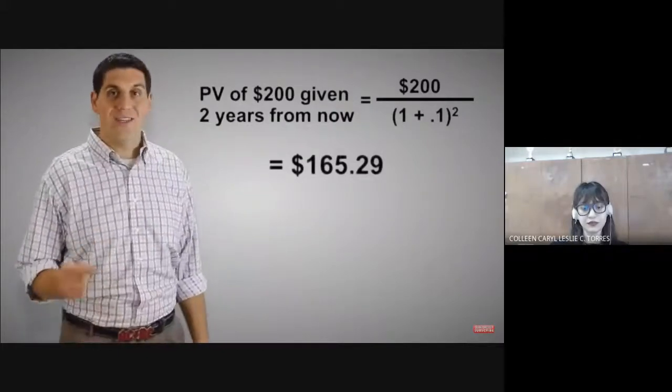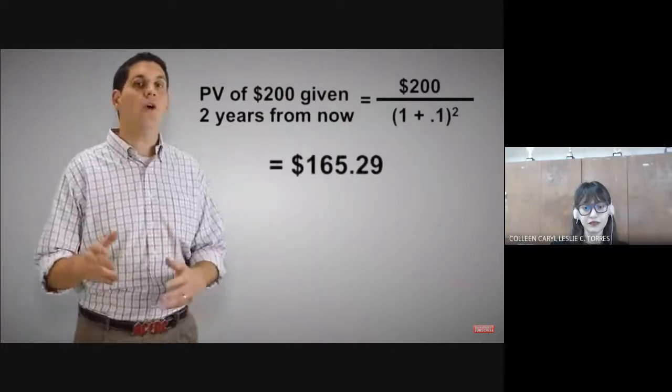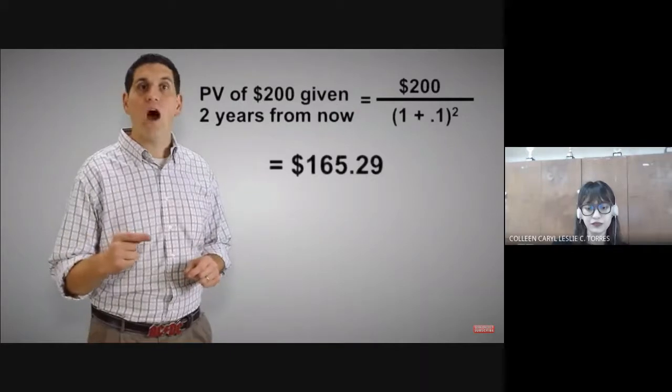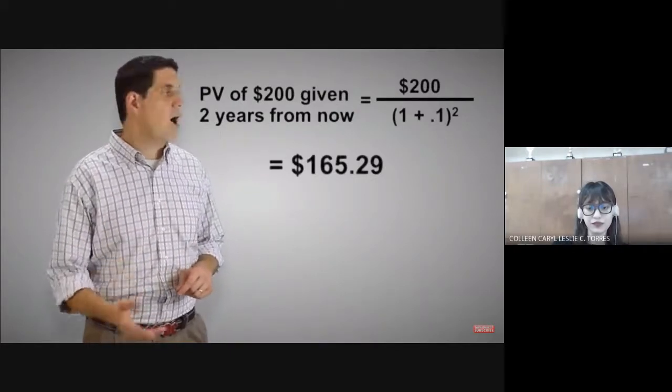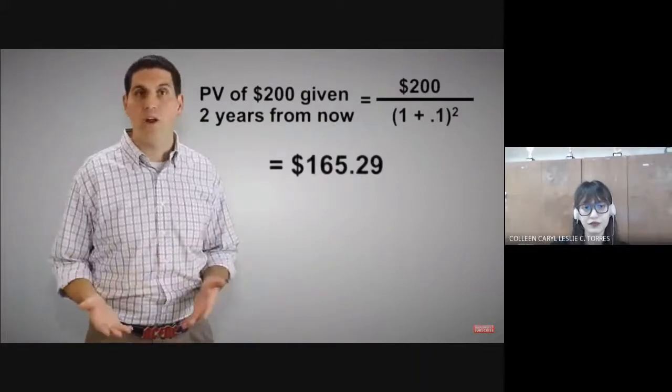So the reason you're learning the time value of money is to understand that money and time are related. And it's also going to help you understand the idea of compound interest. For example, if you knew you needed $200 2 years from now, you'd know to put $165 and change in the bank, and that would eventually become $200 in 2 years.